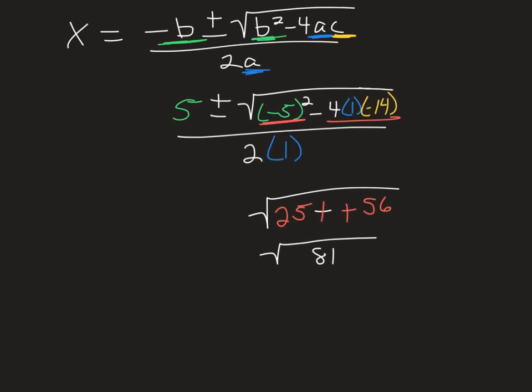Then you're going to notice that that 81 is a perfect square, because the square root of 81 is 9. And I got that because 9 times 9 is 81.